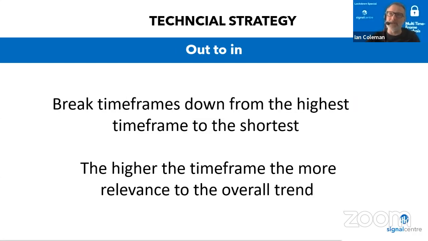Break timeframes down from highest timeframe to the shortest timeframe. The higher the timeframe, the more relevant, I've got a spelling mistake in there already, more relevant it is to the overall trend. So we start with a monthly chart, then we break down and highlight the major trend in that monthly chart, and then we go to the next timeframe. That timeframe will either confirm that trend or it will reject that trend, and we keep on going further timeframes down until we get to the timeframe that we look to trade on.